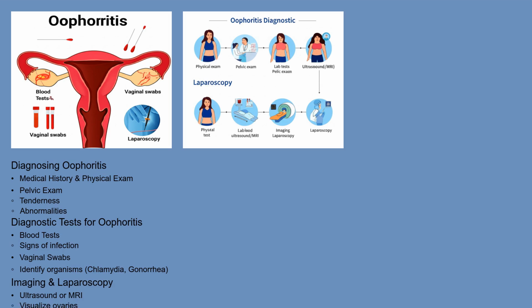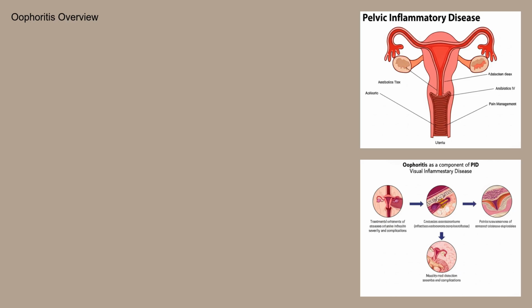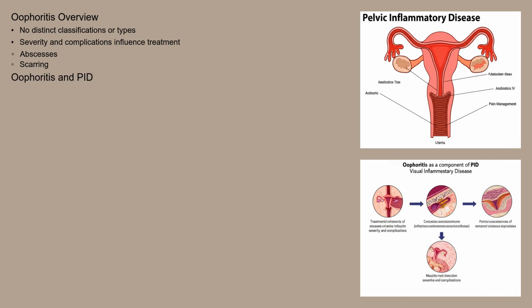In some cases, laparoscopy, a minimally invasive surgical procedure, may be necessary to confirm the diagnosis and rule out other conditions. While oophoritis doesn't have distinct classifications or types, its severity and the presence of complications like abscesses or scarring can influence treatment strategies. It's important to remember that oophoritis is often part of a larger infection known as pelvic inflammatory disease, and the treatment often targets the entire PID infection.